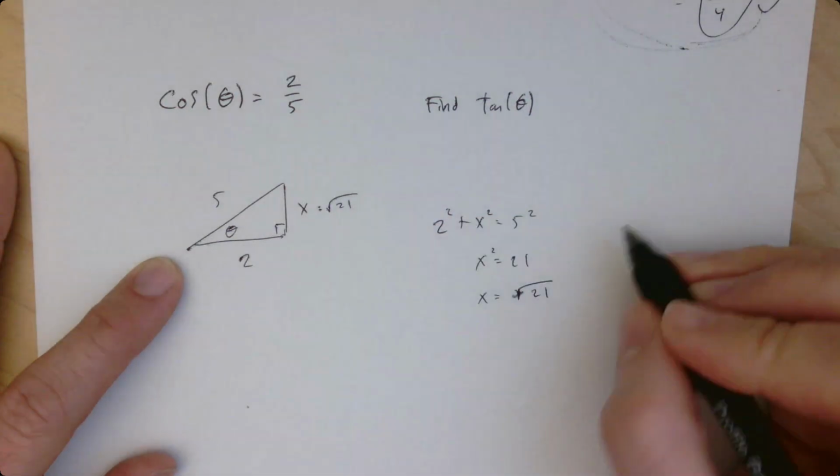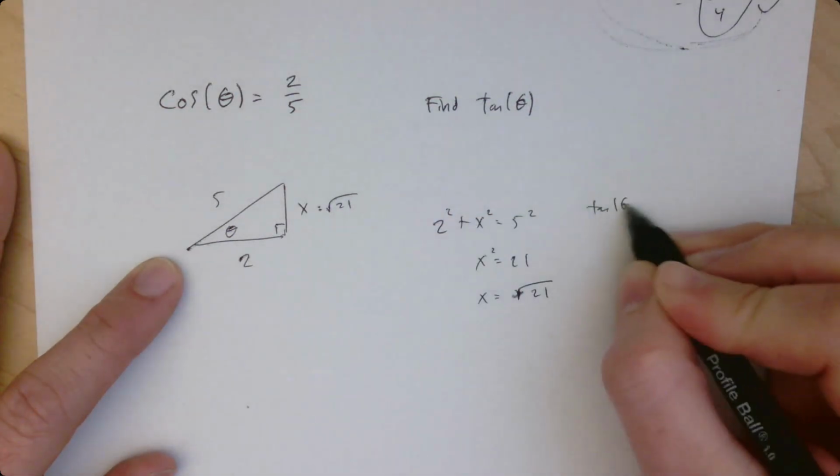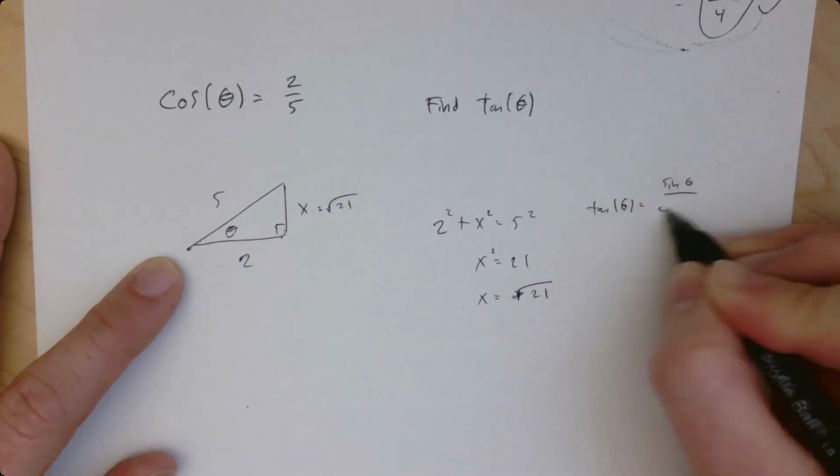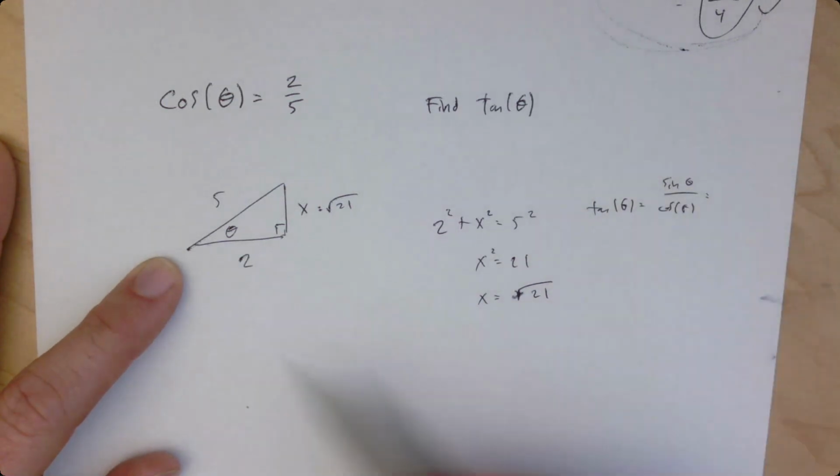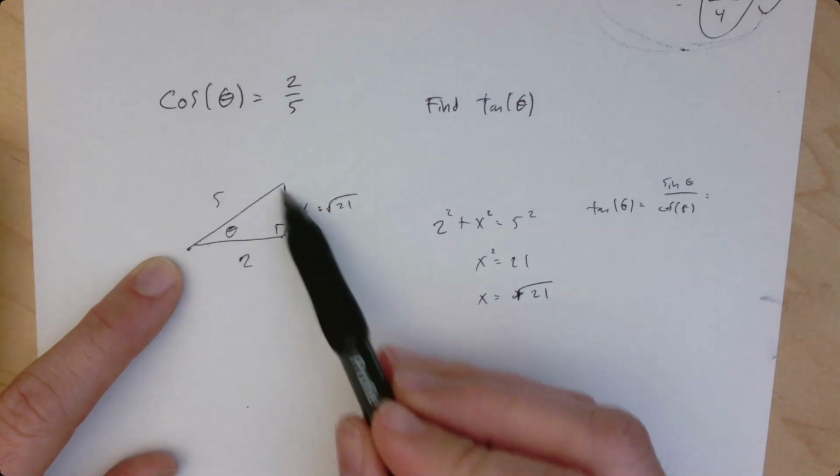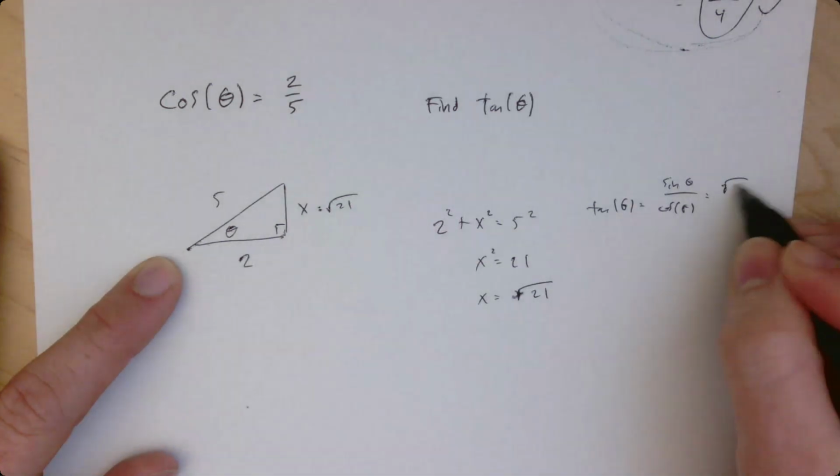So now that I have that, let's see, tan theta is going to be sine theta over cosine theta. Or, I guess we don't have to write it that way, we could just literally have it be opposite over adjacent. So that's going to be root 21 over 2.